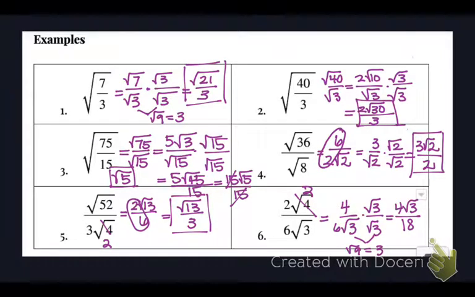So 4 radical 3 over 18. We obviously have a fraction to simplify because both of those things are divisible by 2. So factor out the 2, and our final answer would be 2 radical 3 over 9. So lots of simplification, lots of canceling to make sure that we get to the final answer, lots of perfect squares, things like that.